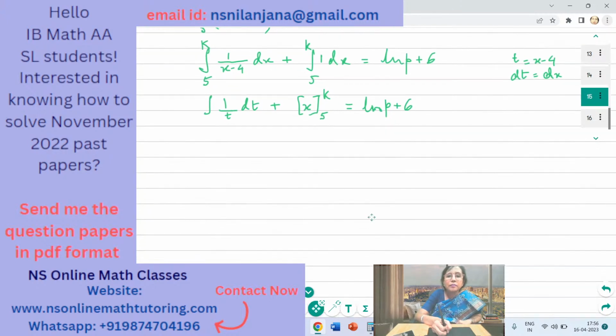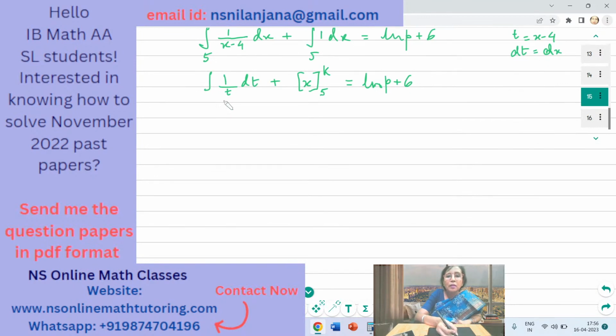The integral of 1 over t dt is ln of t. And what is t? It is x minus 4. So this is ln of x minus 4. And now I'll be putting back the limits. Plus, this will be k minus 5, equal to ln of p plus 6. Okay.